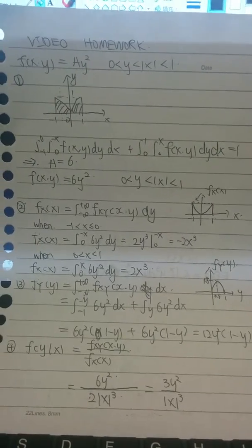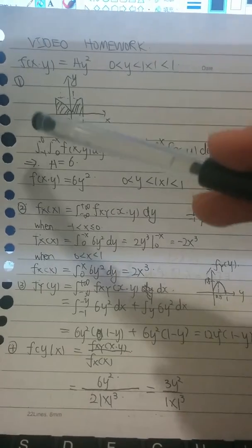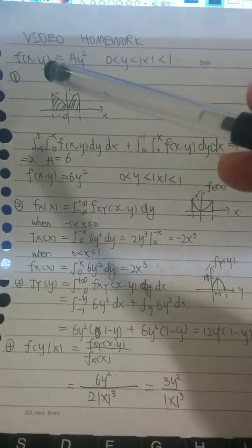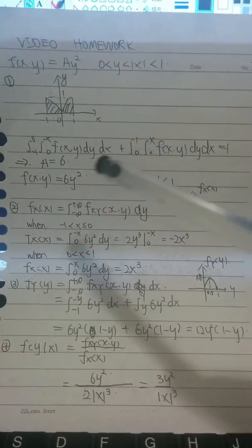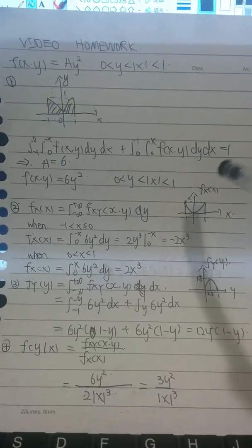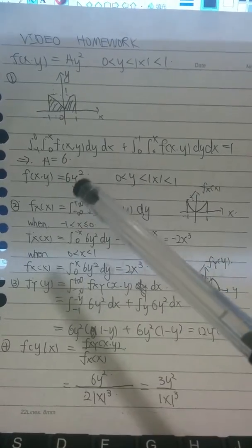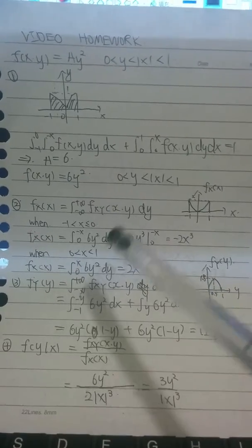From the property of the distribution function, I can use the integral to integrate the whole area of the joint density function f(x,y). The output should equal 1. So the value of a equals 6.